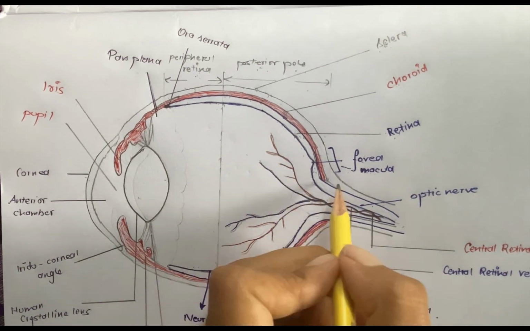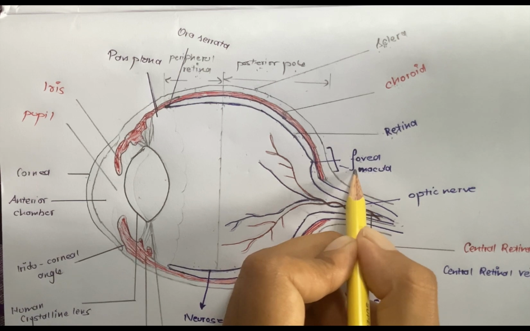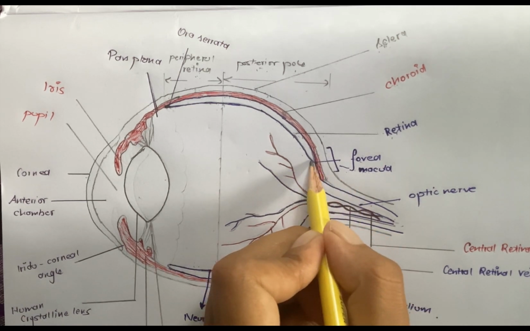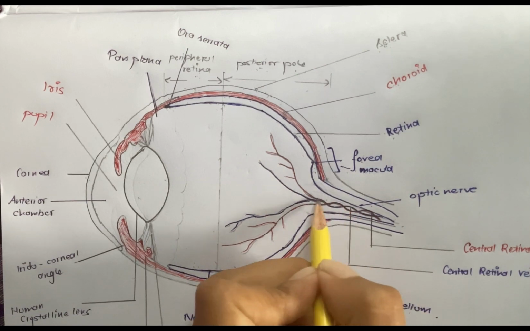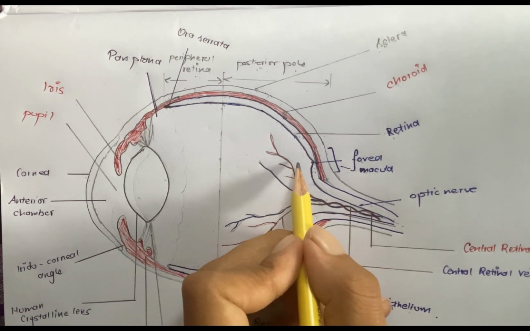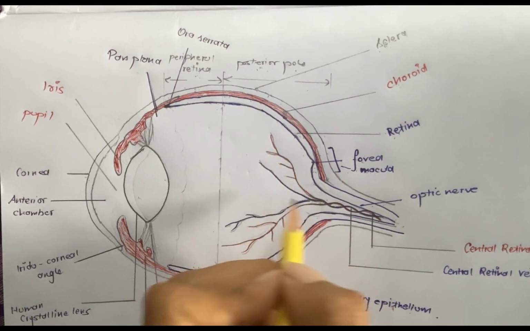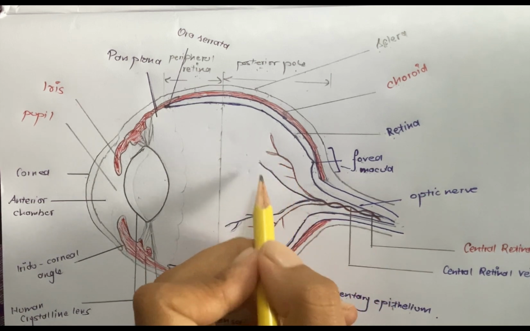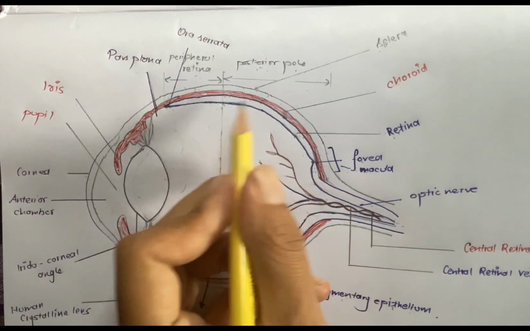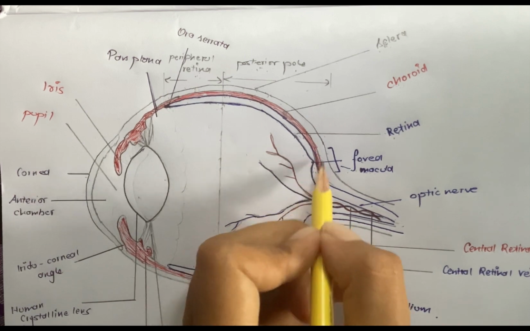Now talking about the macula, it is also known as the yellow spot, and it has a central depressed part that is known as the fovea centralis. It has the highest visual acuity because it contains cones only. These are the central retinal arteries, which are a branch of the ophthalmic artery, and both the central retinal arteries and central retinal veins supply the retina except the macular region, and this macular region is supplied by the choroid.